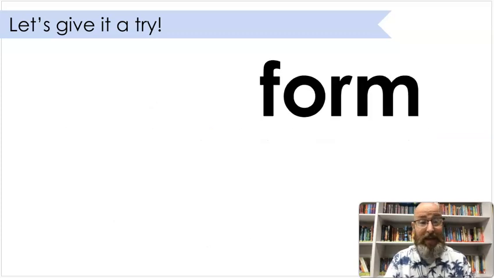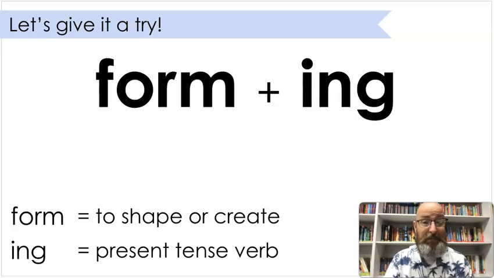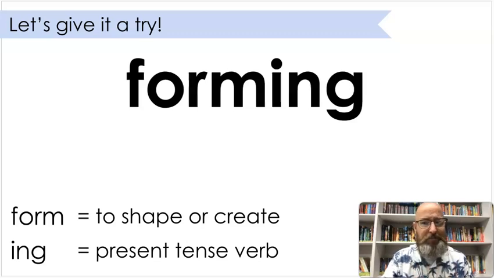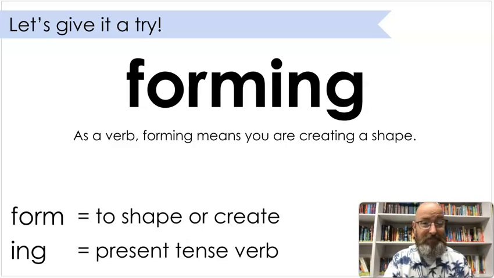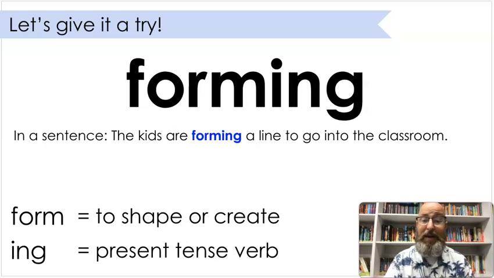Next and last, we're going to take our root form, and we're going to add ing. Again, form means to shape or create. Ing is a present tense verb. When I add those together, what's our new word? Forming, that's right. And what does forming mean? As a verb, forming means that you're creating a shape. In a sentence, you might say the kids are forming a line to go into the classroom.